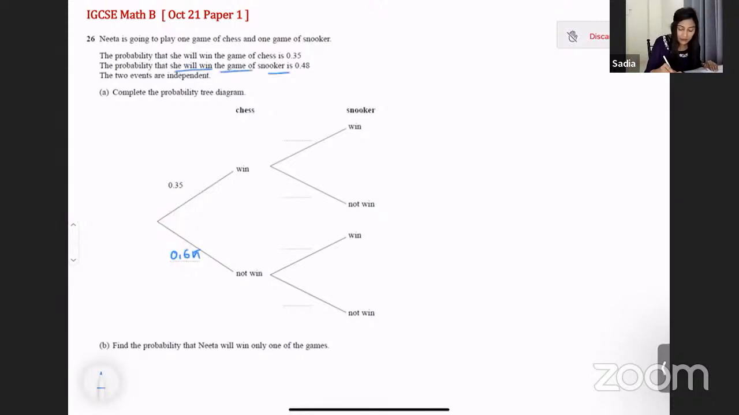Probability she will win the game of snooker is 0.48. So this branch is for winning of this game snooker. So 0.48 on both of these branches. And then you can just find this one, which will be 0.52.